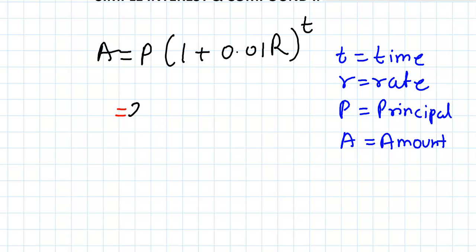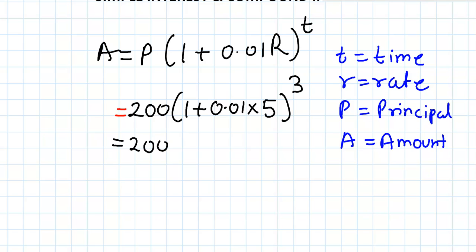So P was 200. Now 1 was 1, then 0.01. What was R? The rate was 5%, so rate was 5 and time is 3. Is that okay? So this is the first line, and in the third line you will get the answer. It is 200, and when you multiply 5 with 0.01 it will be 0.05, and if you add 1, it will be 1.05 to the power 3.